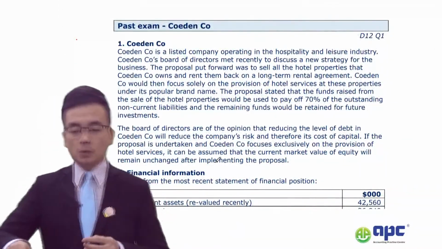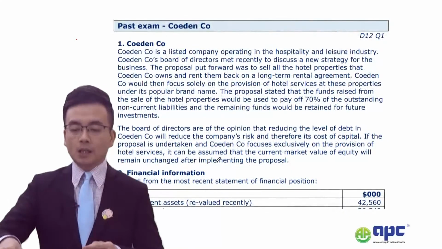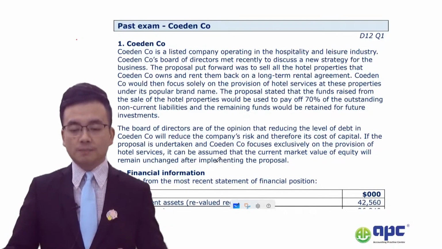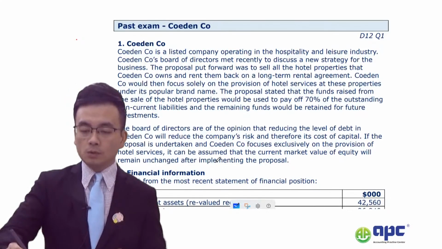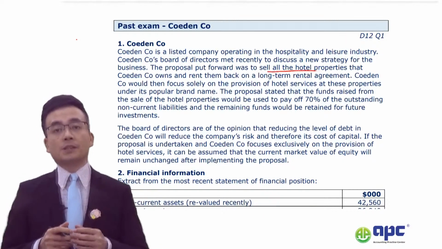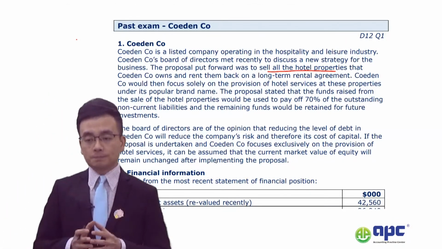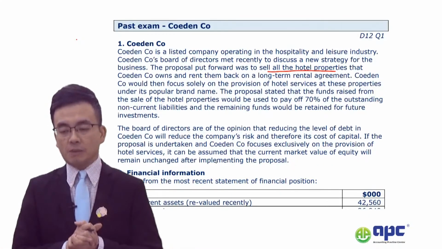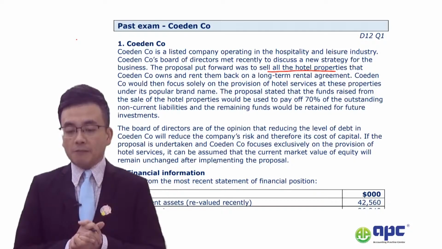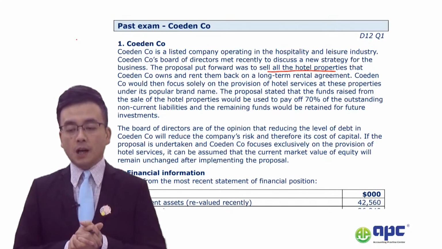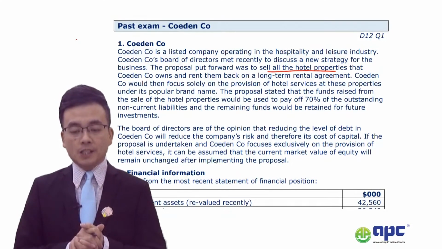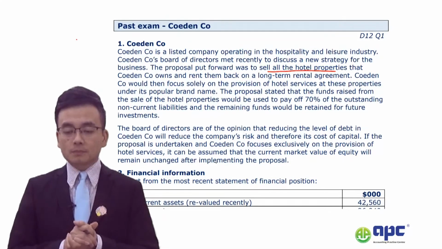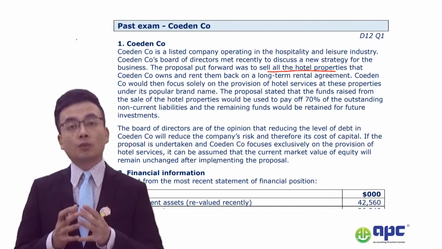We're told that Codan is a listed company in the hospitality and leisure industry. The board is discussing a new strategy, putting forward to sell all of the hotel properties. Okay, now this is the proposal. Of course, rent them back on a long-term rental agreement. The company would then focus solely on provision of the hotel services at these properties under the popular brand name. And the proposal stated that we pay off 70% of the non-current liabilities.